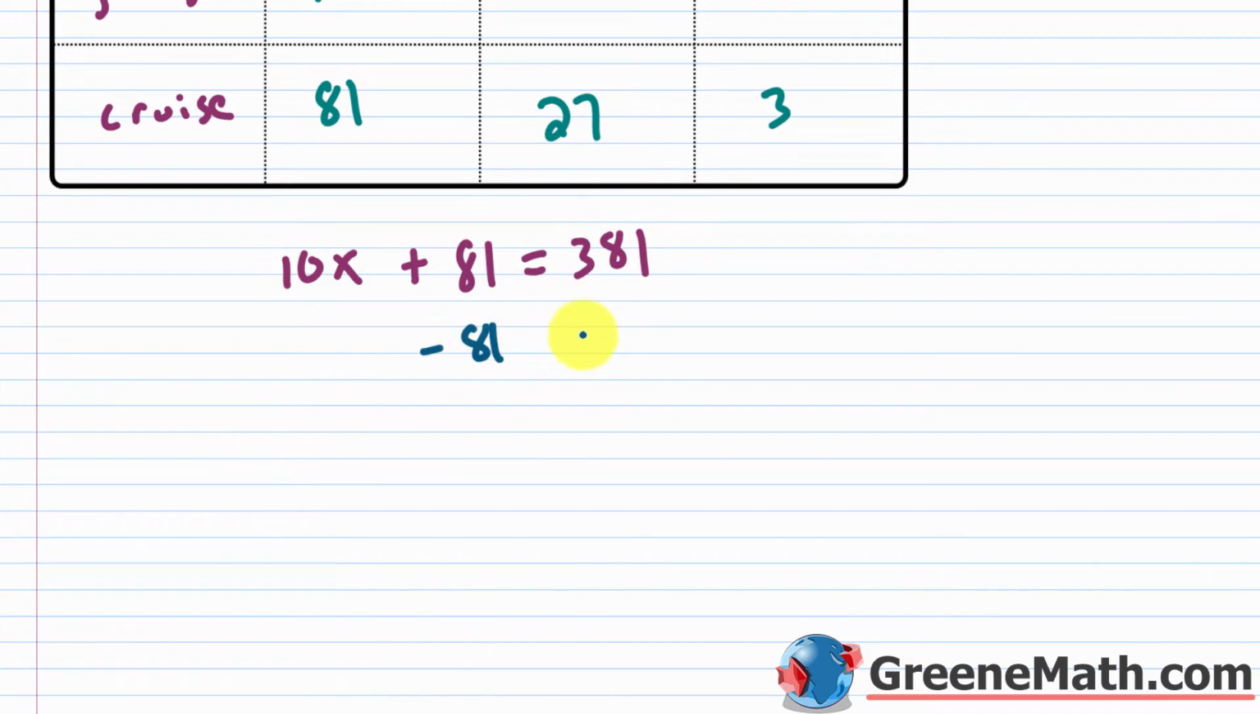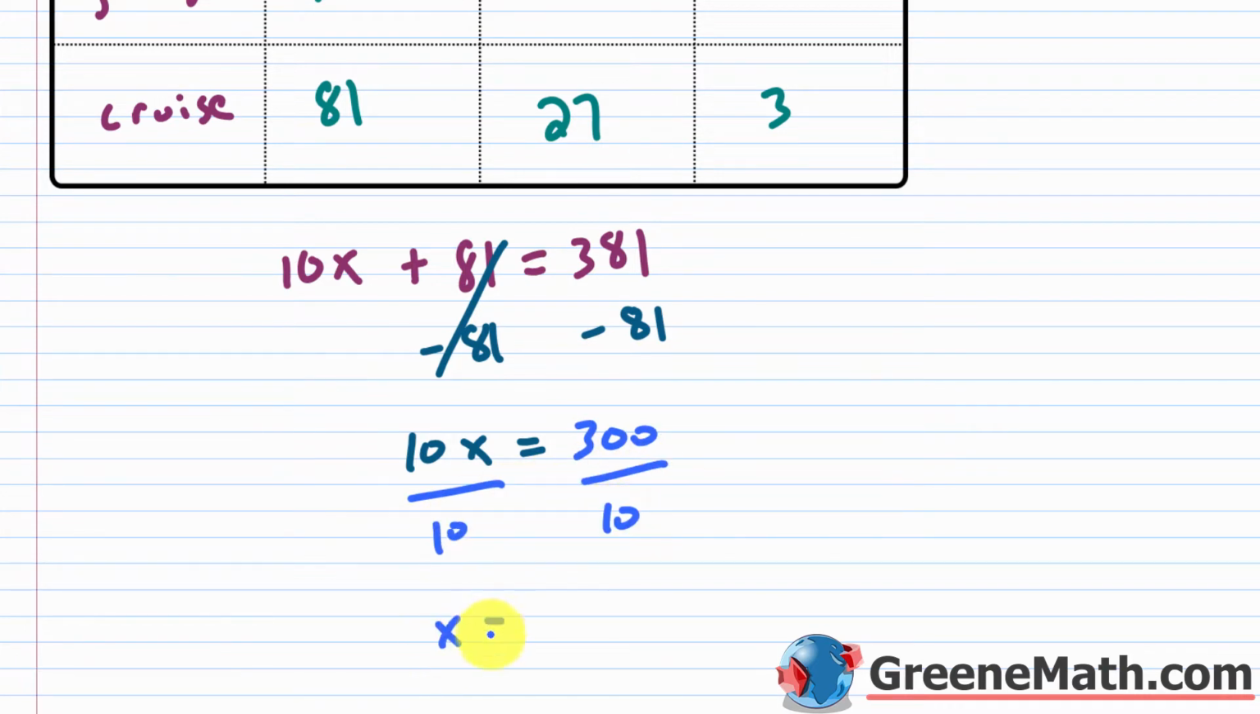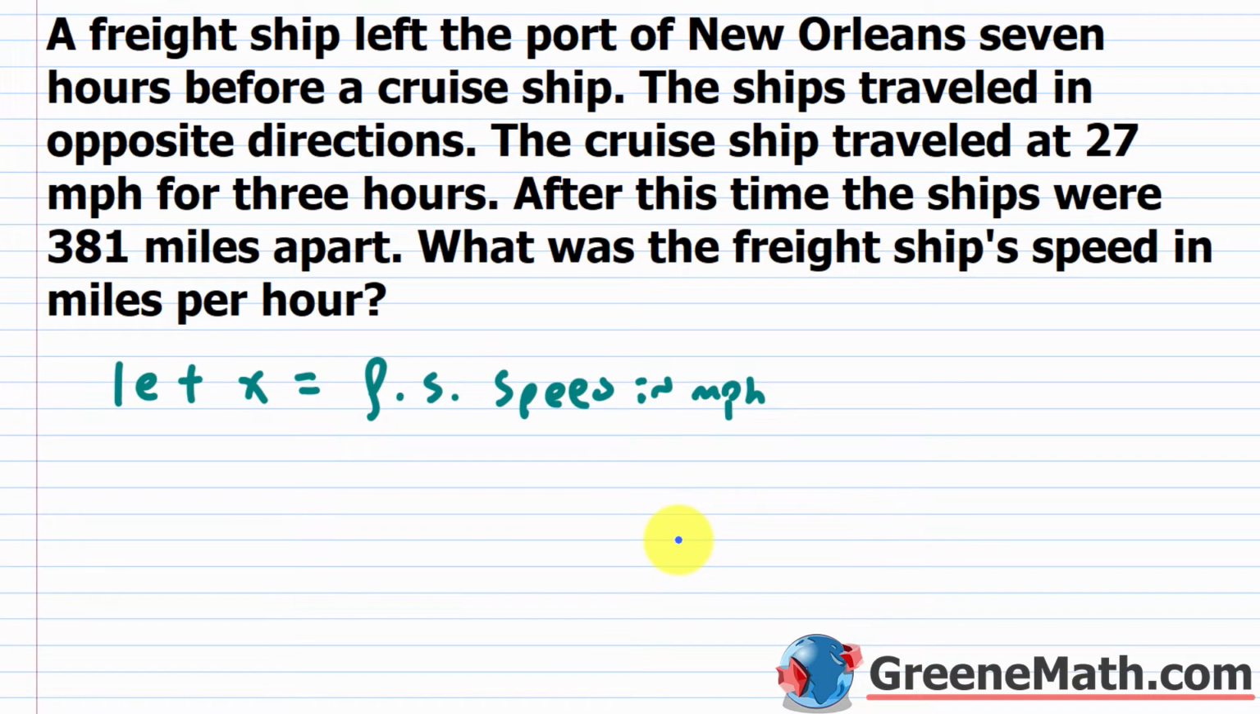So let's subtract 81 away from each side of the equation. This is going to cancel. You'll have 10x is equal to 381 minus 81, which is 300. Let's divide both sides of the equation by 10, and we're going to find that x is equal to 30. So when we think about what x means, again, this was the freight ship's speed in miles per hour. So it's going to be 30 miles per hour. So the freight ship was traveling at 30 miles per hour.